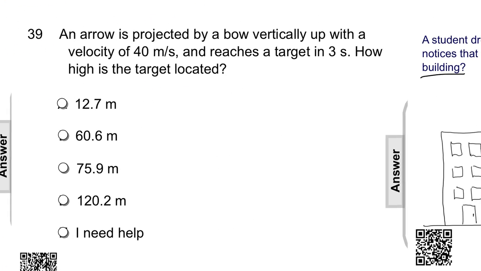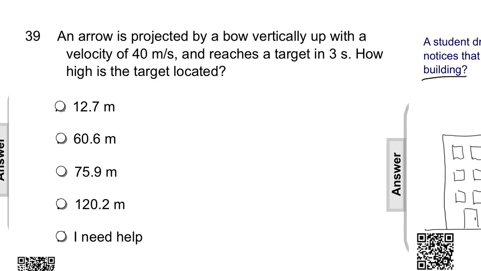Next problem. This is a little trickier. They should have been more obvious about it. Okay, so an arrow is projected upwards with a velocity of 40 meters per second. So that's positive 40 original velocity. It reaches a target in 3 seconds. How high is the target located? So I'm looking for delta Y. I'll continue to call it delta X, okay?